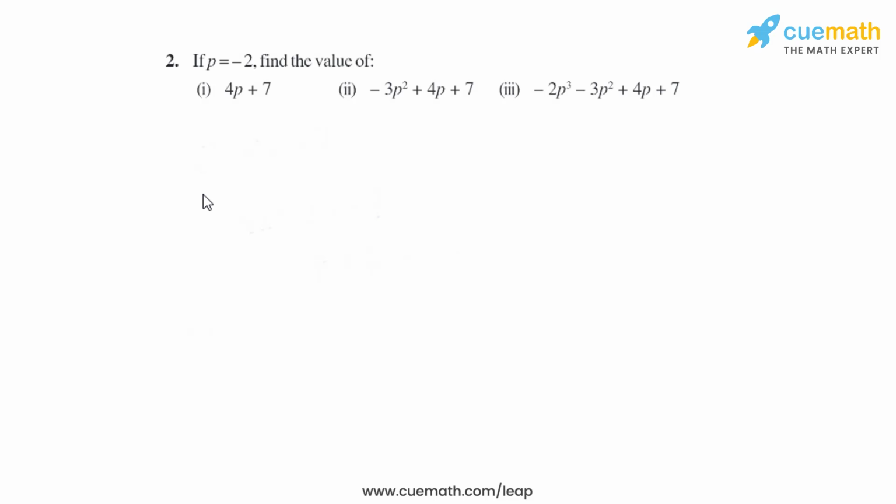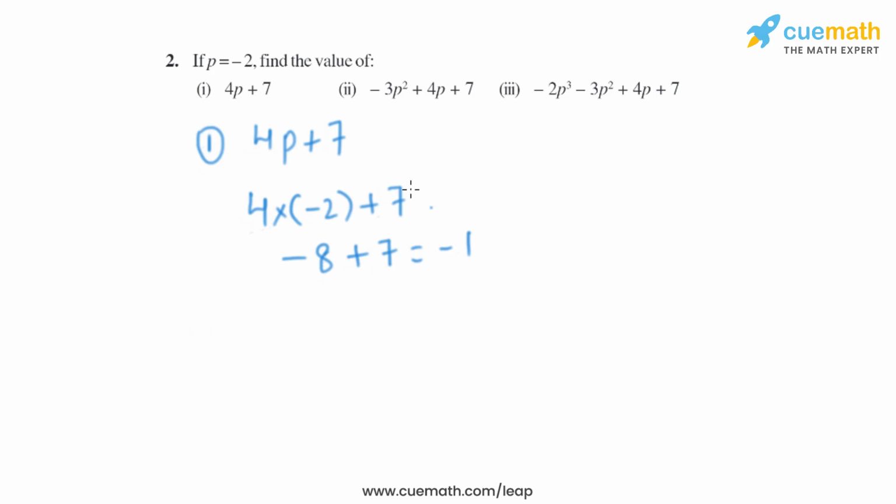Question 2 of this exercise says if p equals minus 2, find the value of. So basically we will have to find the value of the expressions that are given in the question by putting the value of p. Now in the first part, the expression that is given is 4p plus 7. Now let's put the value of p, that is minus 2. So it will become 4 into minus 2 plus 7. So 4 into minus 2 is minus 8 and plus 7, which will give us minus 1.